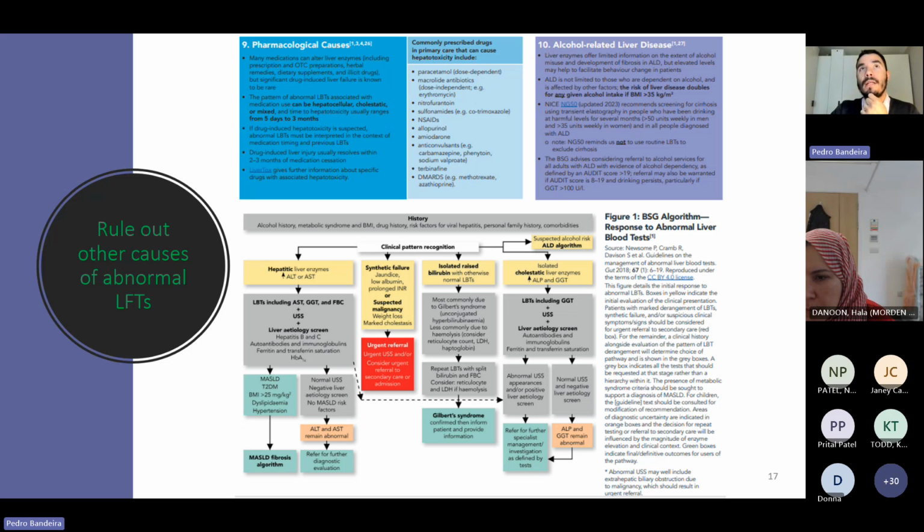So as you can see, from pharmacological causes, there are quite a lot of prescribed drugs in primary care that can cause hepatotoxicity, and they vary from paracetamol to antibiotics, or to other drugs like amiodarone, colchicine, and other DMARDs used for rheumatoid arthritis.